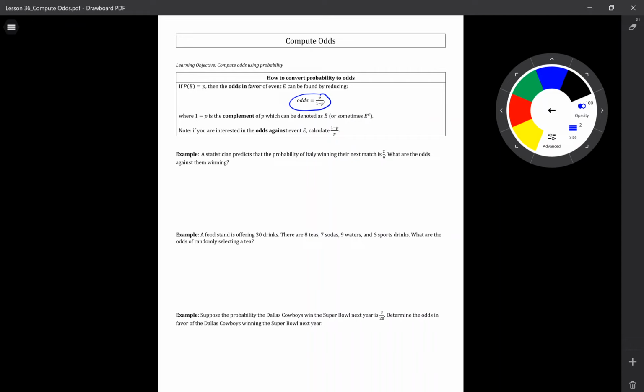If we are interested in the odds against a certain event, then we calculate the reciprocal, so 1 minus P divided by P. So let's go through a few examples to show us how to use this formula.